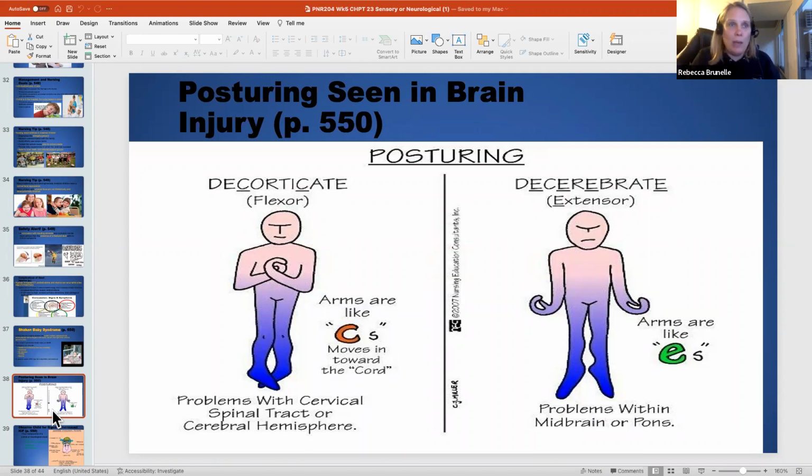So when people have brain injury, sometimes they posture. So posturing is never a good sign. If you have a patient that is either going like this with their arms, or their arms are straight and they're going out, both of those are posturing.